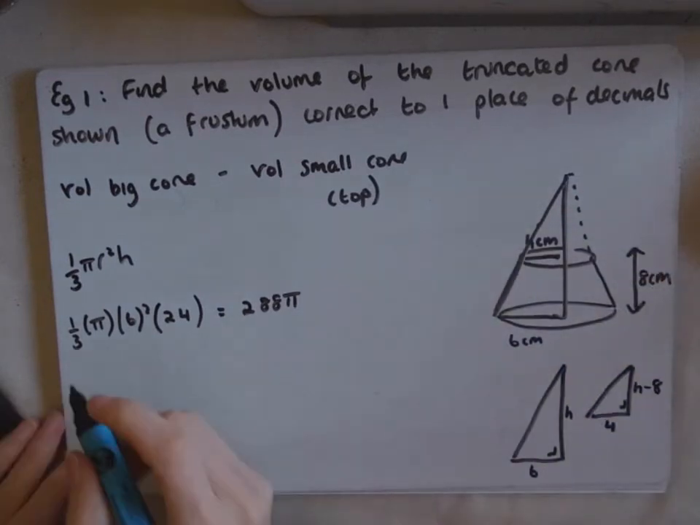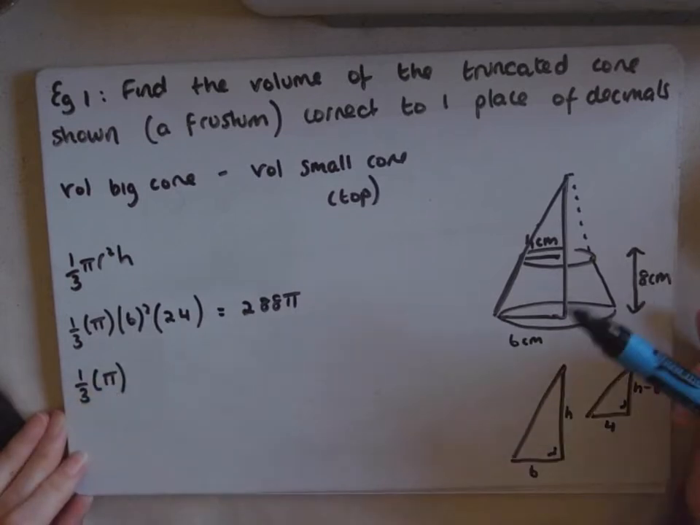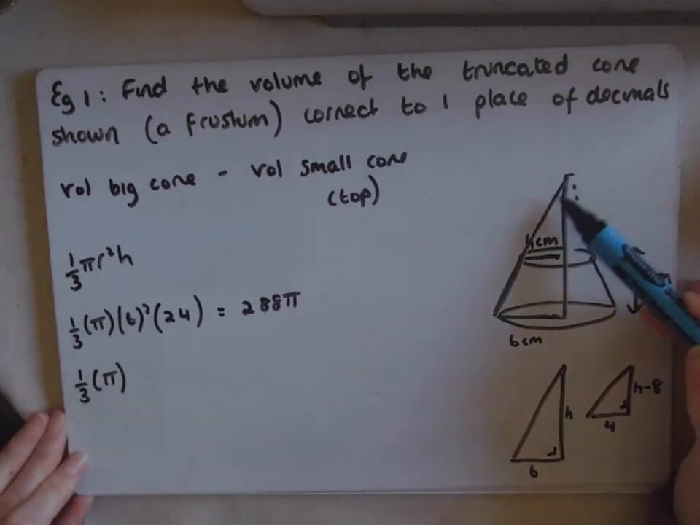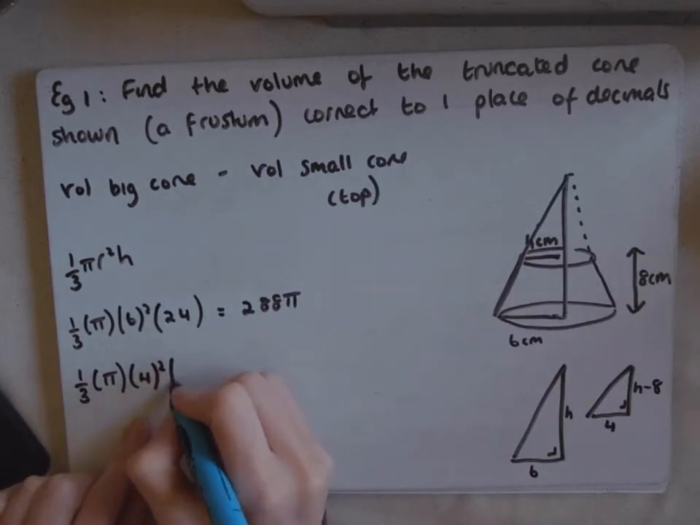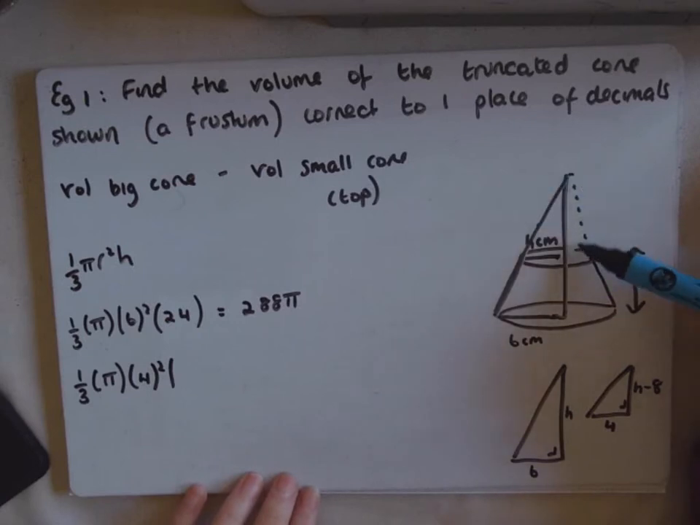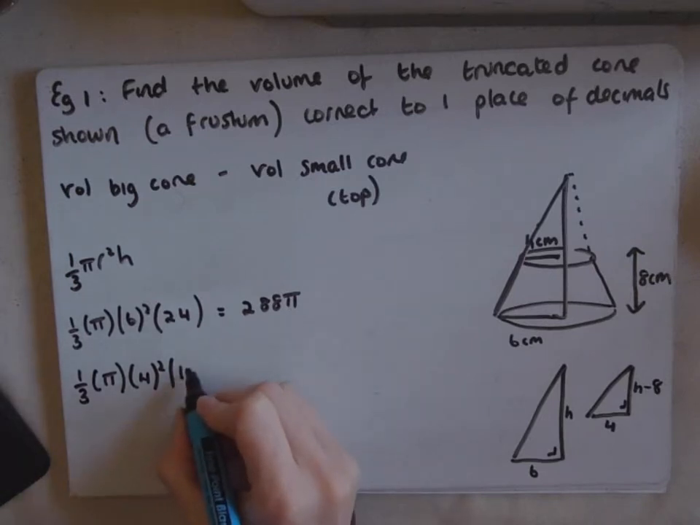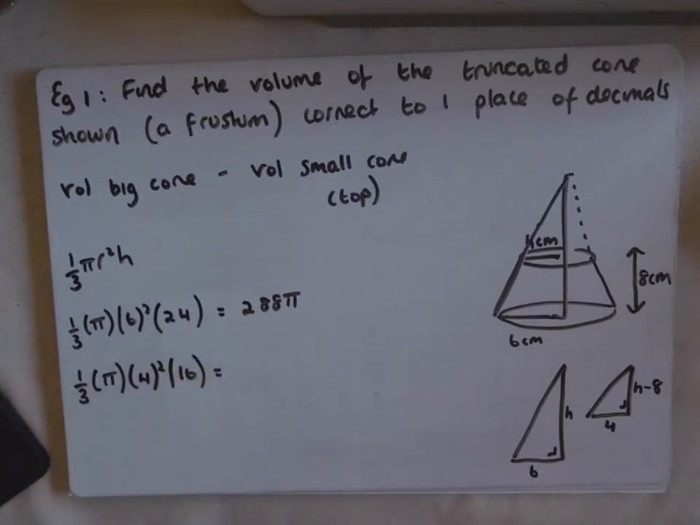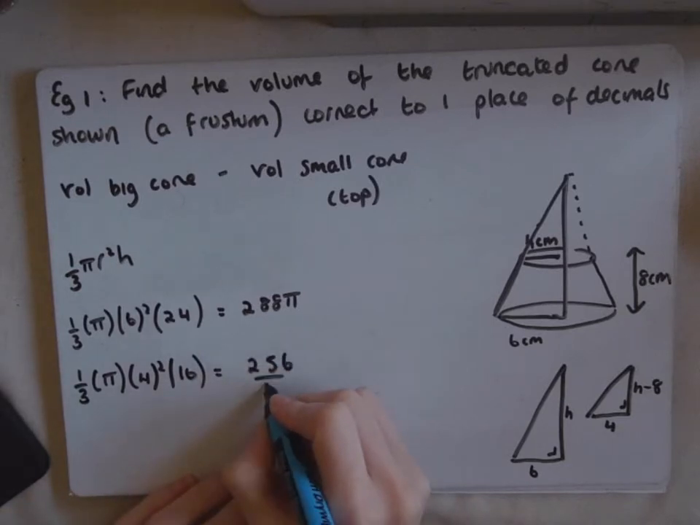And then I'm going to get the volume of the small cone, 1/3 pi. Now the small cone is this on top here. Okay, so my r is 4. What's my h? This whole thing is 24, minus 8. Yeah, 24 take 8, exactly. Okay, so you end up with 16. So that is 256 over 3 pi.